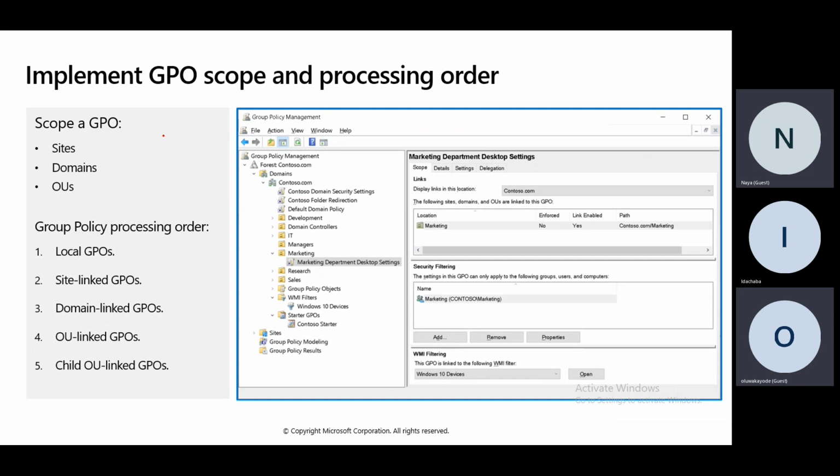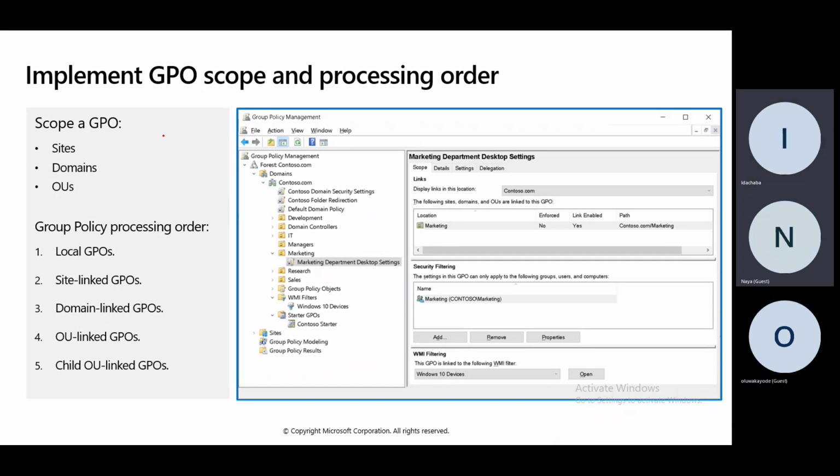So how do you implement GPO scopes and processing orders? Okay, if you look at it too, when you click on this, let's still follow this. Within this Group Policy Management, this policy has been created. Here you can define the scope. So where do you want this scope to be? Inside contoso.com, which is the domain. Do you understand? So you apply it, and then what security feature do you want?